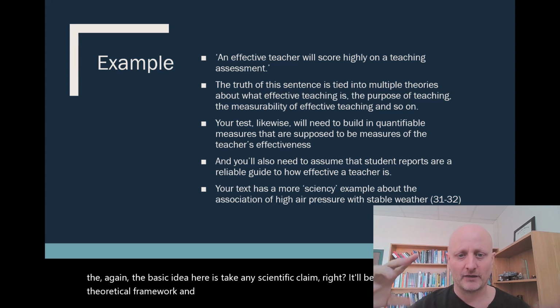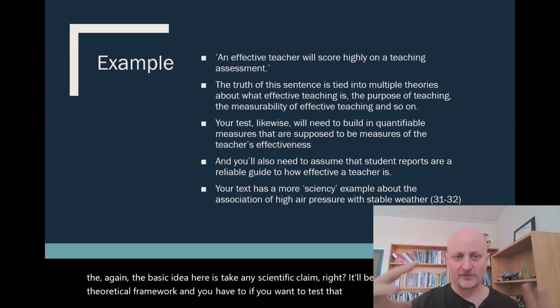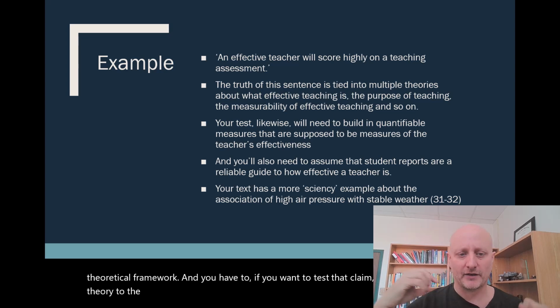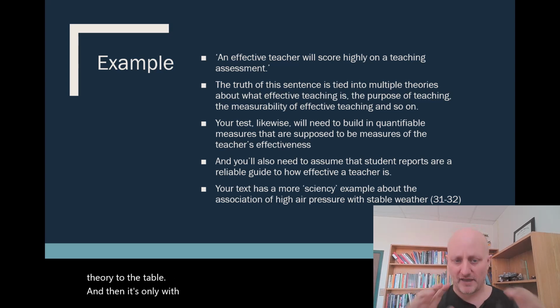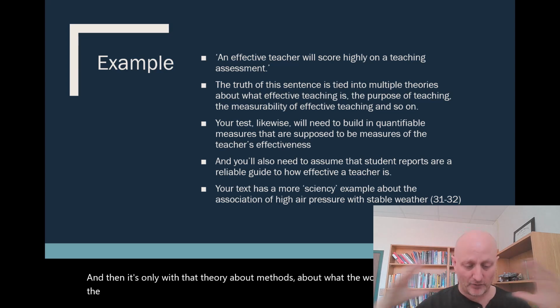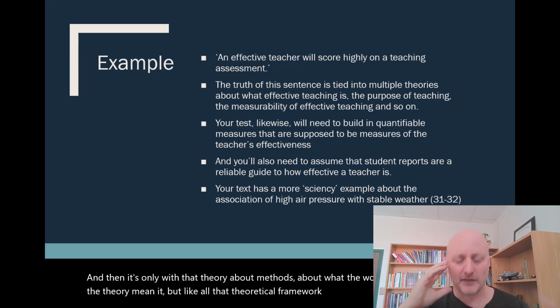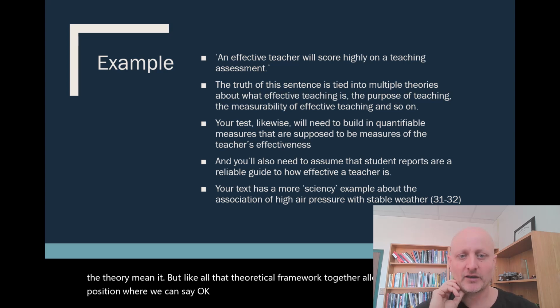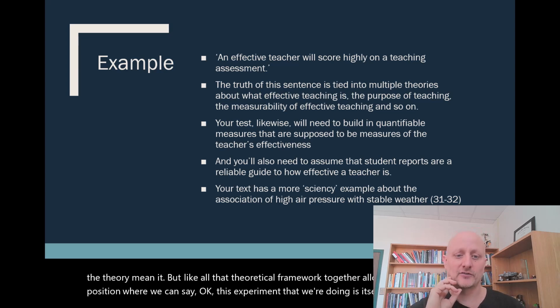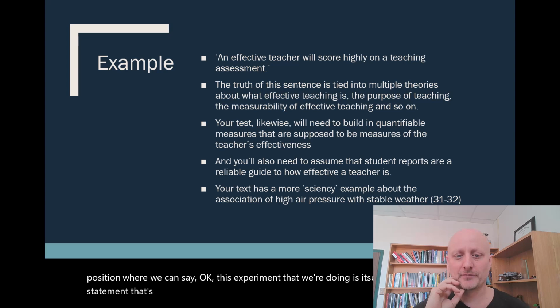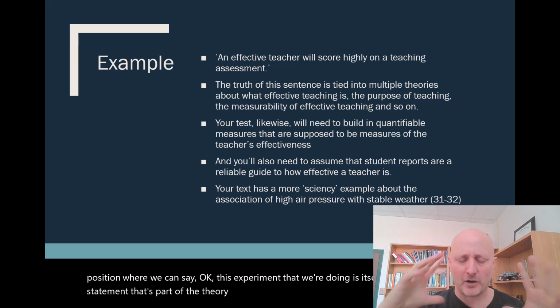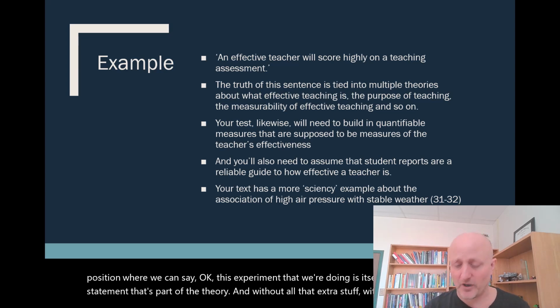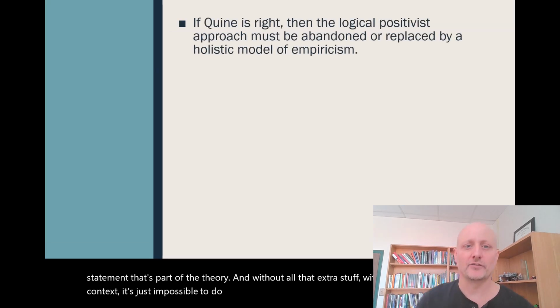And if you want to test that claim, you have to bring that theory to the table. And then it's only with that theory, about methods, about what the words, what the parts of the theory mean, like all of that theoretical framework together allows us to be in a position where we can say, okay, this experiment that we're doing is itself a test of this statement that's part of the theory. And without all that extra stuff, without all that other context, it's just impossible to do that, says the holist.